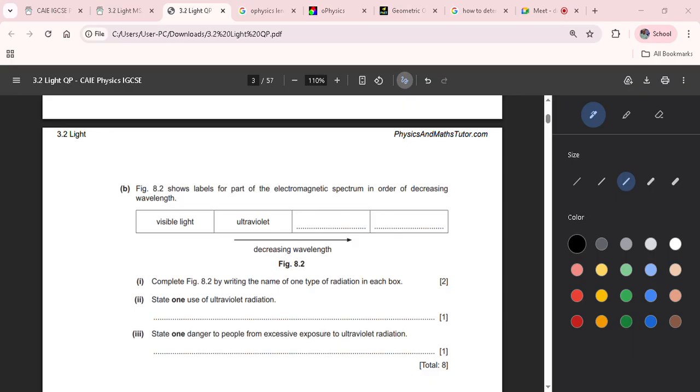So we can write here, after ultraviolet is X-ray, right? After X-ray is what? What is after X-ray? Decreasing wavelength.